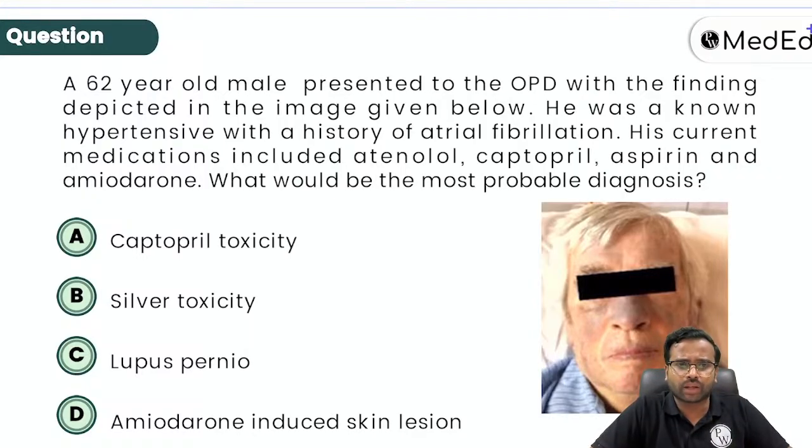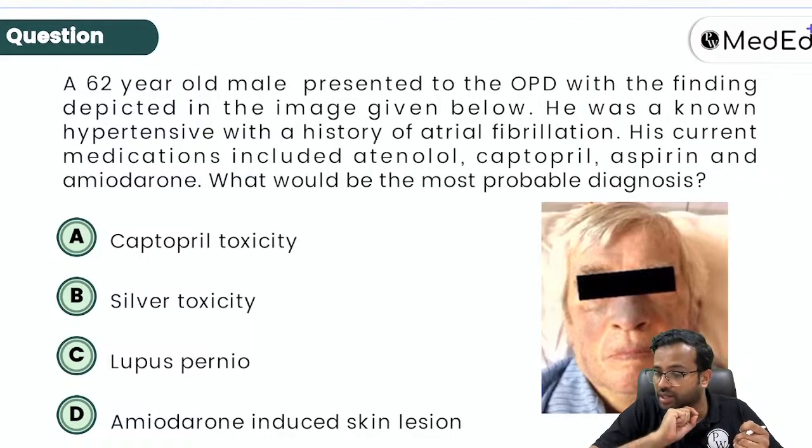So this question says a 62-year-old male presented to the OPD with the finding as seen in the image below. He was a non-hypertensive patient with a history of atrial fibrillation. His current medications include atenolol, captopril, aspirin, and amiodarone. What is the most probable diagnosis? In the meanwhile, Dr. Debaki, I'll get back to your answer in a while after we discuss this question. Okay. So is it captopril toxicity? Is it silver toxicity? Is it lupus pernio or amiodarone induced skin disease?